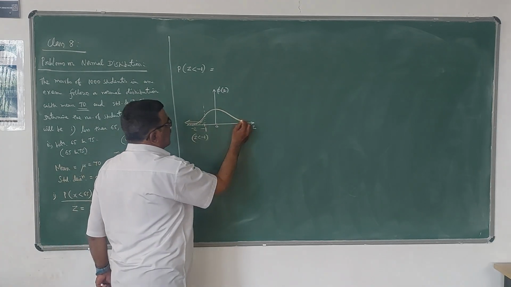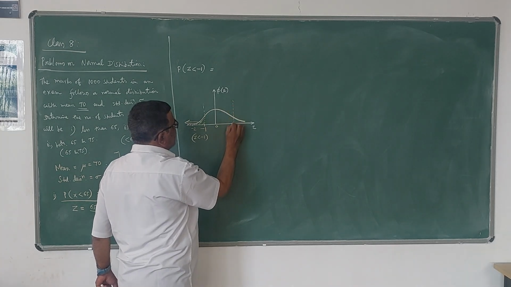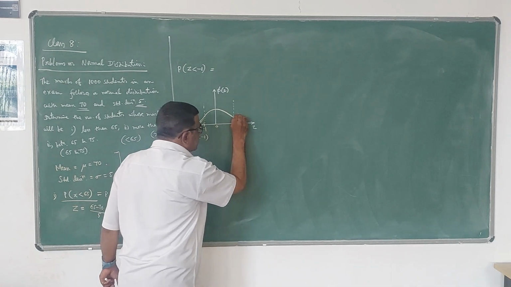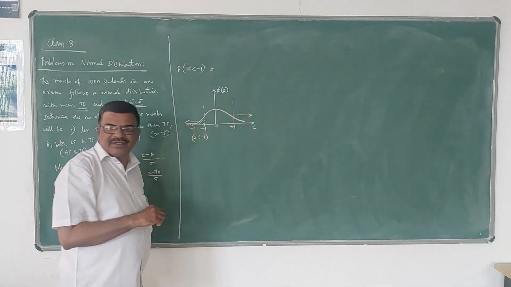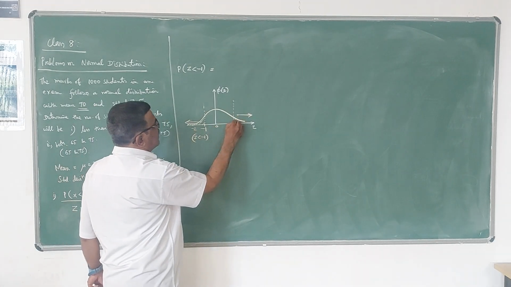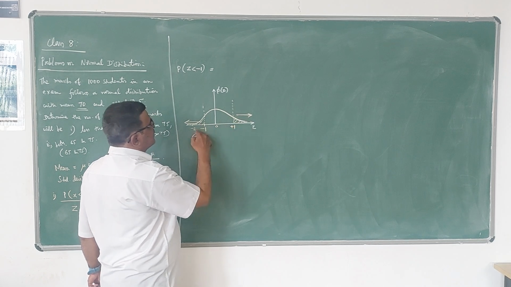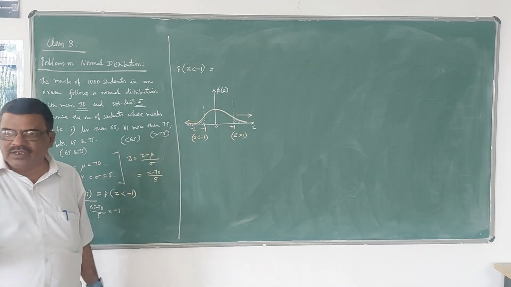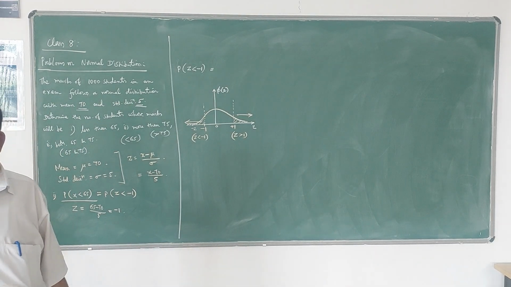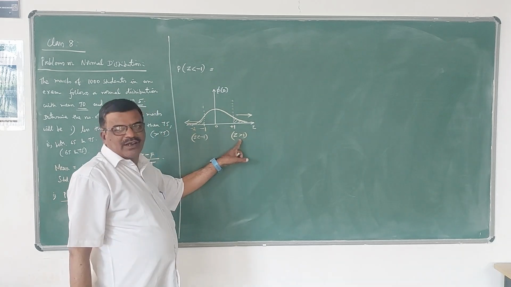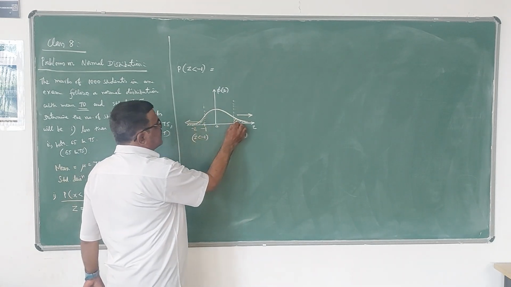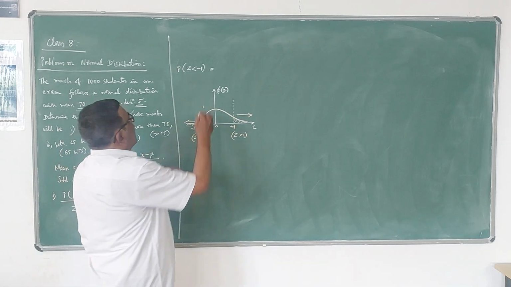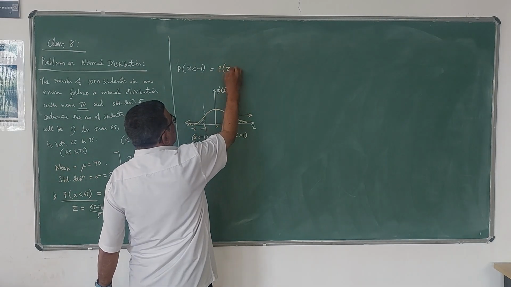Since it is a symmetric curve, if you take plus 1 here, whatever region is there after this is the same as this region. So z less than minus 1 is the same as z greater than plus 1. This area and this area are equal because of symmetry.